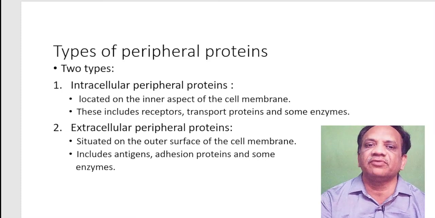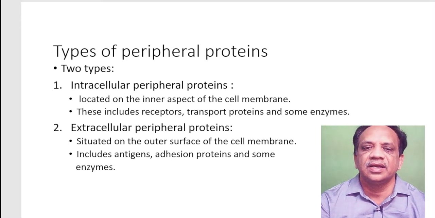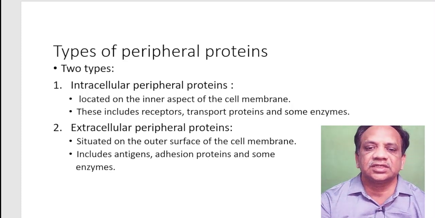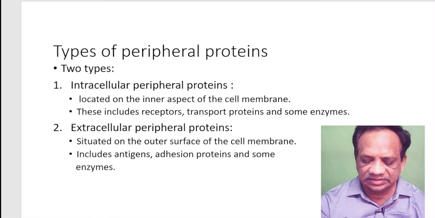If we see the types of the peripheral proteins, there are two types: intracellular peripheral proteins, that means they are present on the inner aspect of the cell membrane, and these include receptors, transport proteins, and some enzymes. The extracellular peripheral proteins are situated on the outer surface of the cell membrane. They include antigens, adhesion proteins, and some of the enzymes.